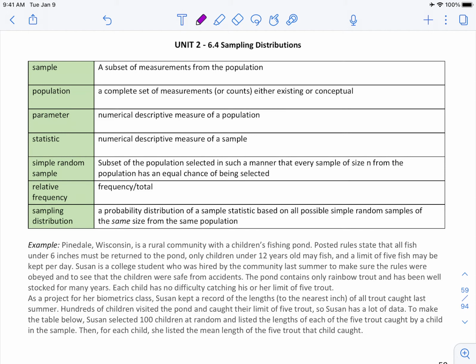Everyone. Today we're doing notes for 6.4 sampling distributions. So here we have a list of different vocabulary terms that we've seen before. A sample is a subset of measurements from a population.